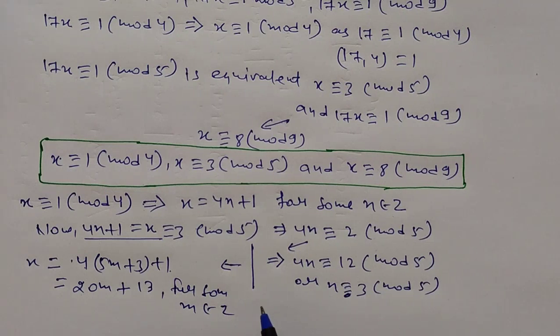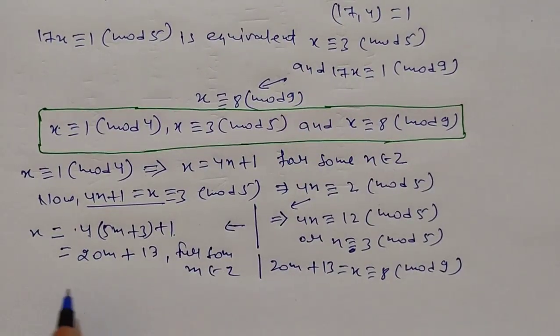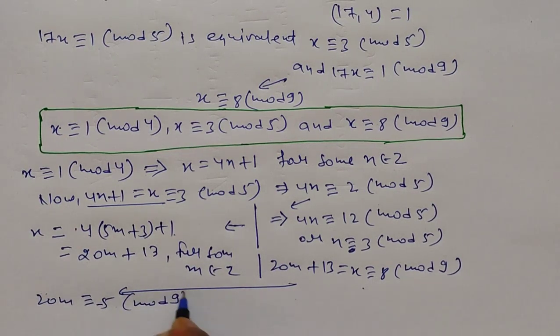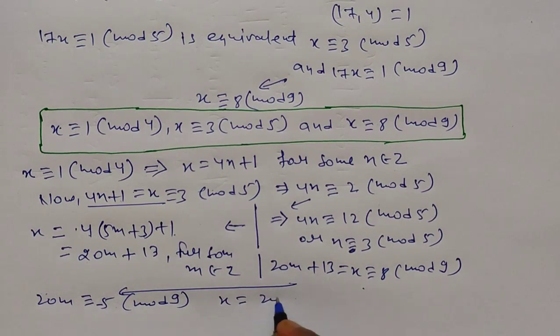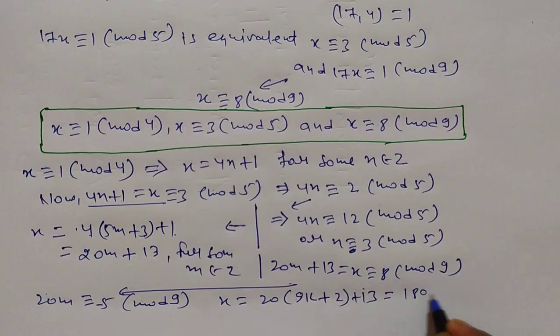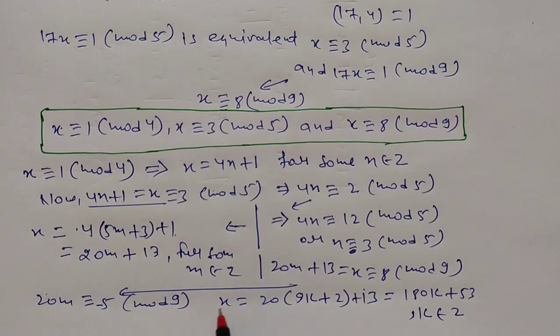So finally we have the relation for 20m plus 13 is equal to x congruent to 8 mod 9, and this will imply the value 20m is congruent to 5, which is negative 5, mod 9, and finally x is equal to 20 into 9k plus 2 plus 13, and this is equal to 180k plus 53 for k belonging to the integers, and this is the final required solution we have for x.